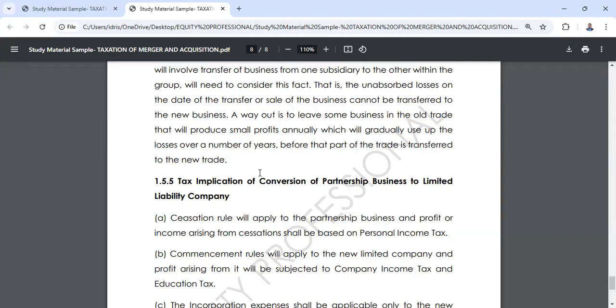Commencement rule is going to apply to the new limited company, and profit arising from such commencement is going to be subject to company income tax and education tax. Commencement rule is going to apply to the company. Profit from the commencement is going to be subject to company income tax and education tax.